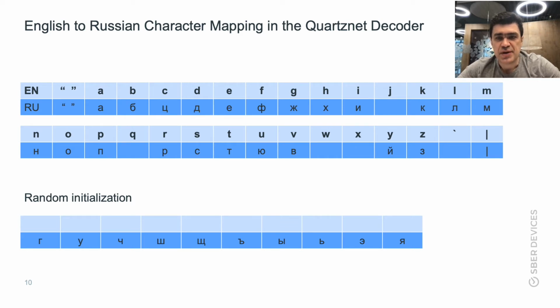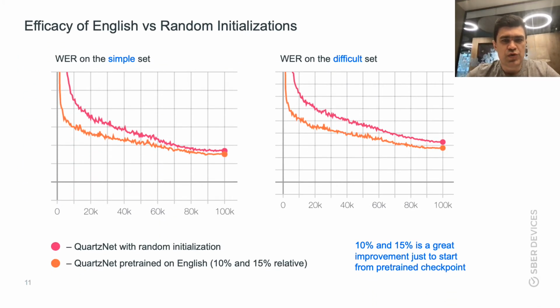This table shows a mapping of weights from Cyrillic letters to Latin ones. We map pairs of letters that have similar pronunciations. Some of the letters without a pair are initialized randomly. Our results we evaluate using word error rate on two test sets, simple and difficult one. Small values of word error rate mean a better result. Experiment with transfer learning outperforms by 10 and 15% relatively a baseline with random initialization. It is a great improvement just to start from a pre-trained checkpoint.